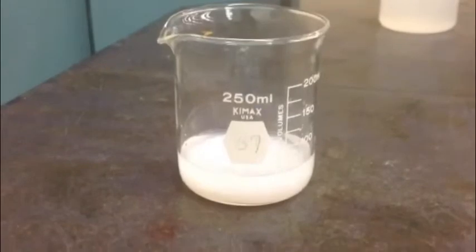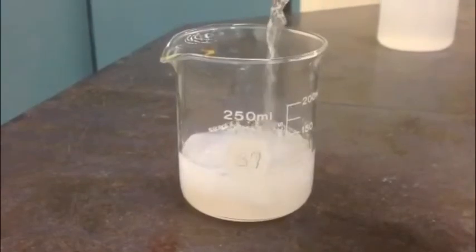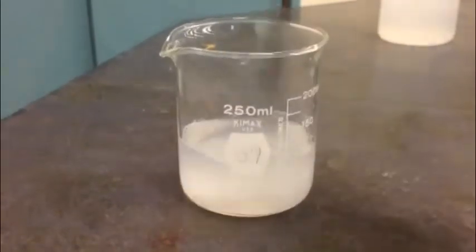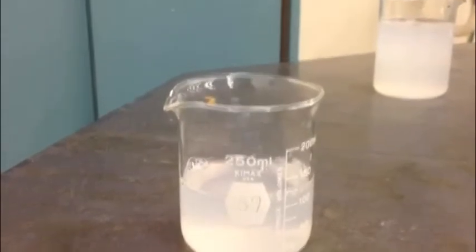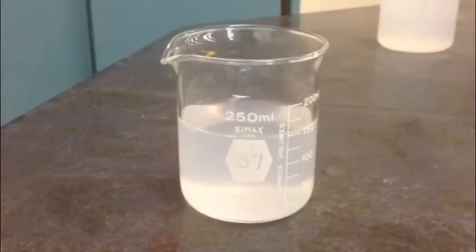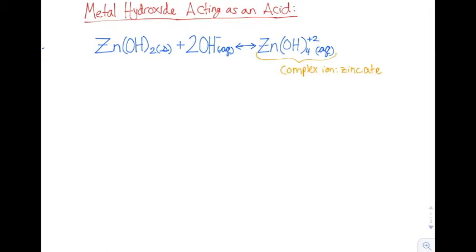For this reaction, we will add about 100 milliliters of sodium hydroxide to the zinc hydroxide precipitate. As you can see, this will cause the zinc hydroxide precipitate to dissolve. Zinc hydroxide is able to dissolve because when zinc hydroxide and sodium hydroxide react, they produce a whole new compound, a complex ion called zincate, which is soluble. You can see this here in the balanced net ionic equation.